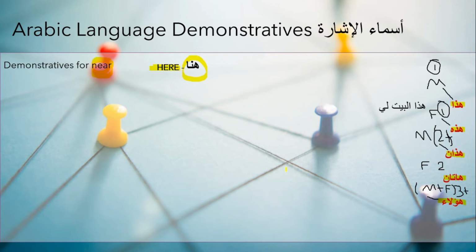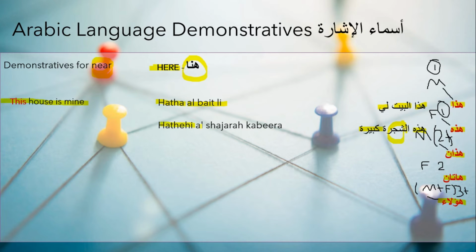So the first one, هذا, which is the masculine. هذا البيت لي. This house is mine. لي, mine. هذا, this. هذه الشجرة كبيرة. As you can see here, الشجرة means tree. In English we say "it"; however, in the Arabic language we don't use it. We use exactly the same pronoun. هذه الشجرة كبيرة. This tree is big.